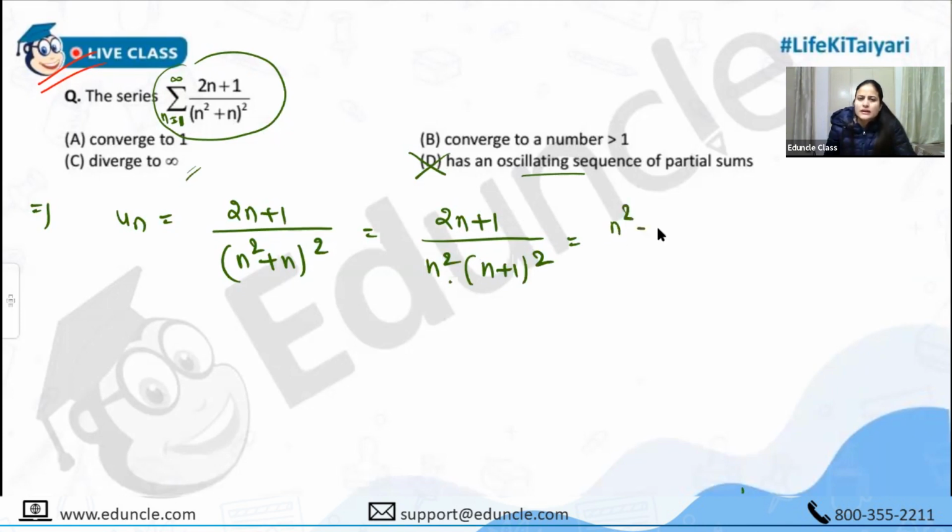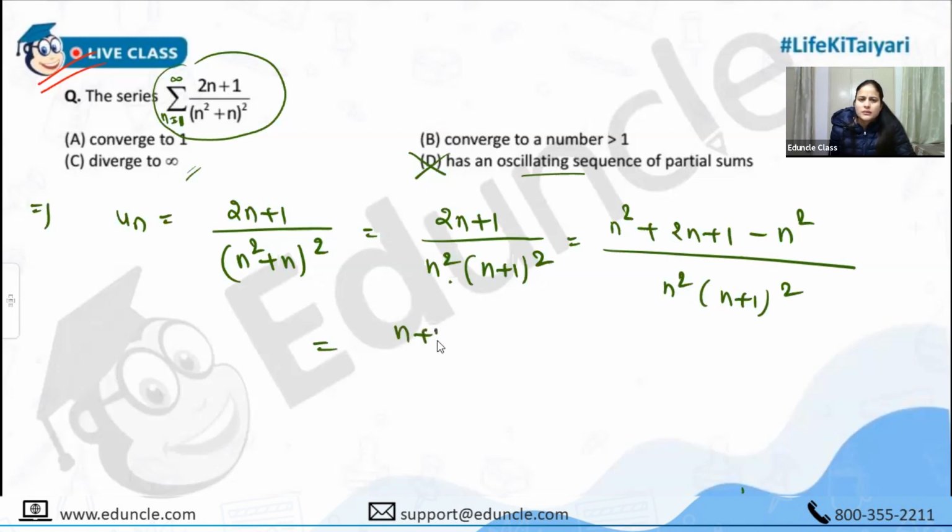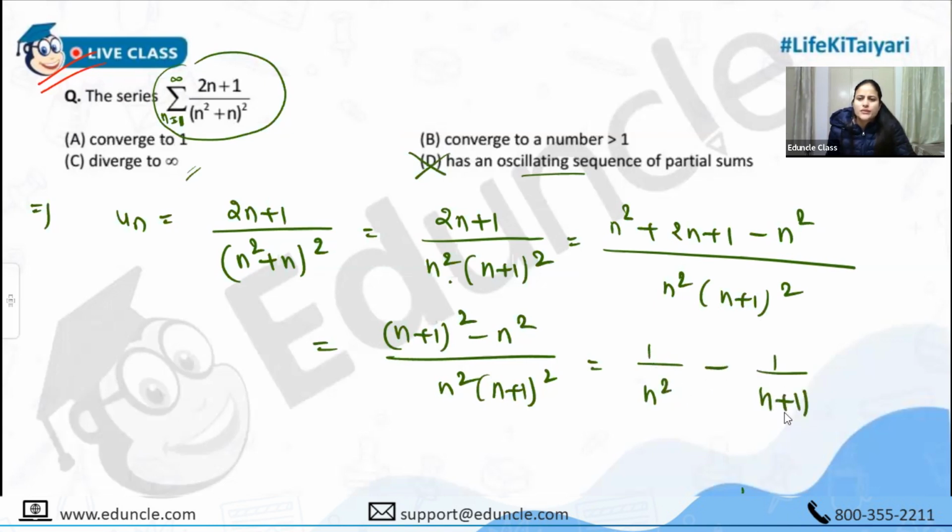If I add n square and subtract n square, this is how I can construct both n square and (n plus 1) whole square terms in the numerator. Correct? So (n plus 1) whole square minus n square, and the denominator is n square times (n plus 1) whole square. Now I can partially fractionate, so I'll have 1 upon n square minus 1 upon (n plus 1) whole square. So what am I getting? The nth term is nothing but the difference of two consecutive terms.